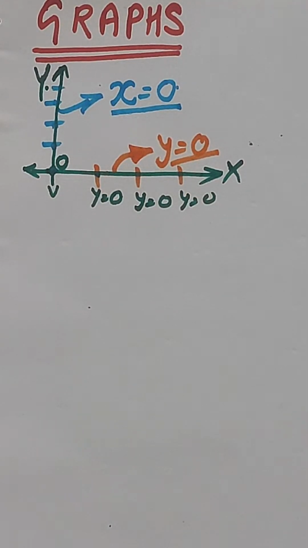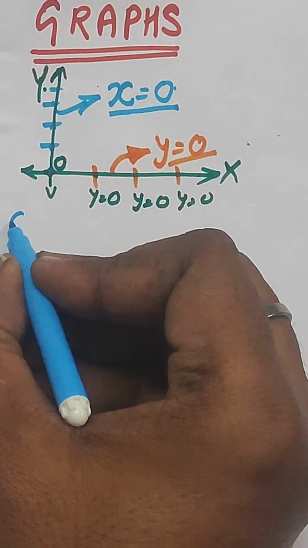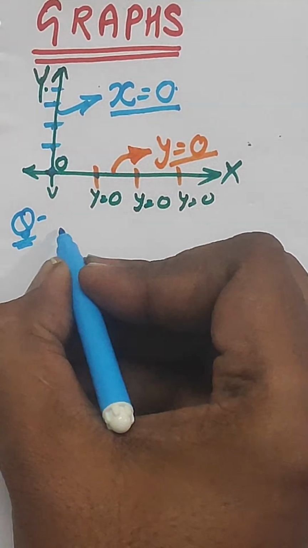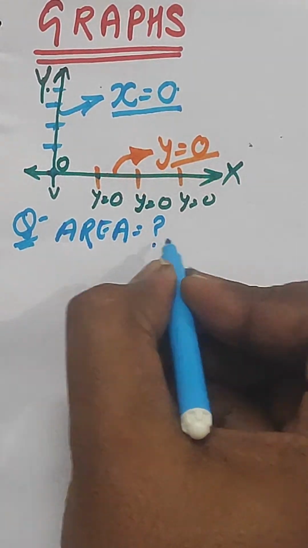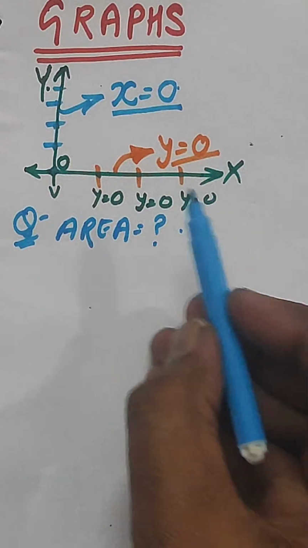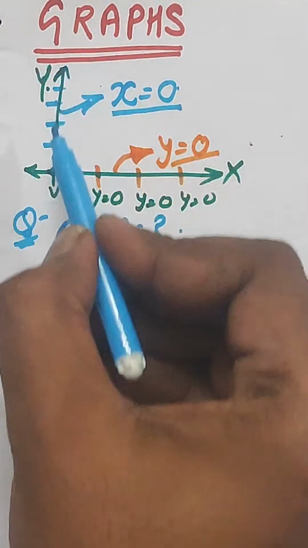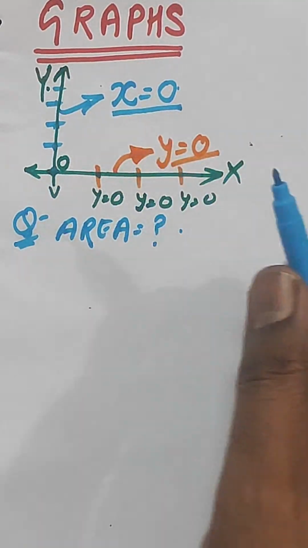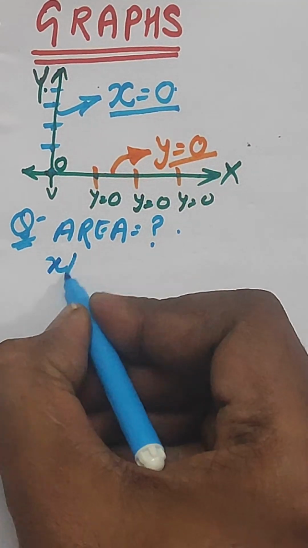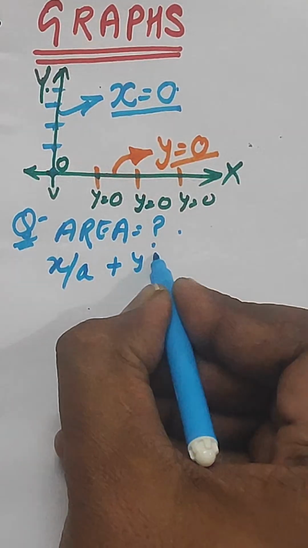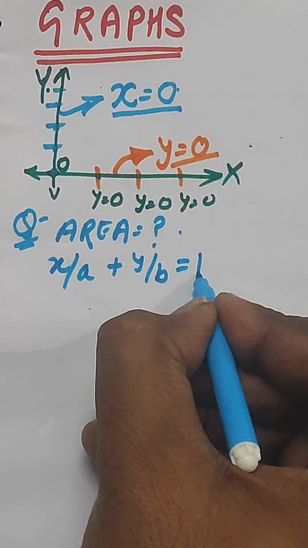The area of the triangle formed by the line x by a plus y by b is equal to 1 with the coordinate axis is what? So the question in front of us is that we need to calculate the area bounded by the coordinate axis. Coordinate axis means the x-axis and y-axis, and the third line which is formed by x by a plus y by b is equal to 1, right?